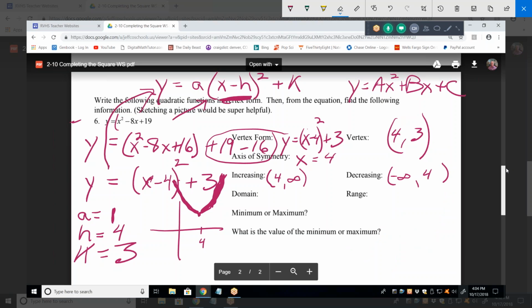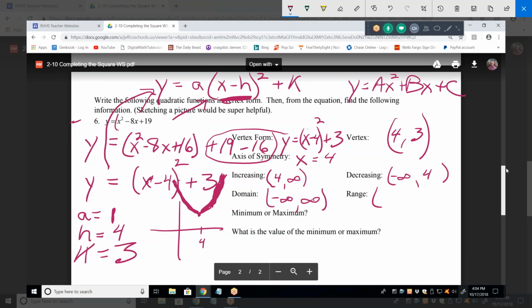What's the domain? The domain is always negative infinity to infinity, right? For quadratics, yes. Range, however, is different. Look at that picture. Make your eyes go up and down, left and right.